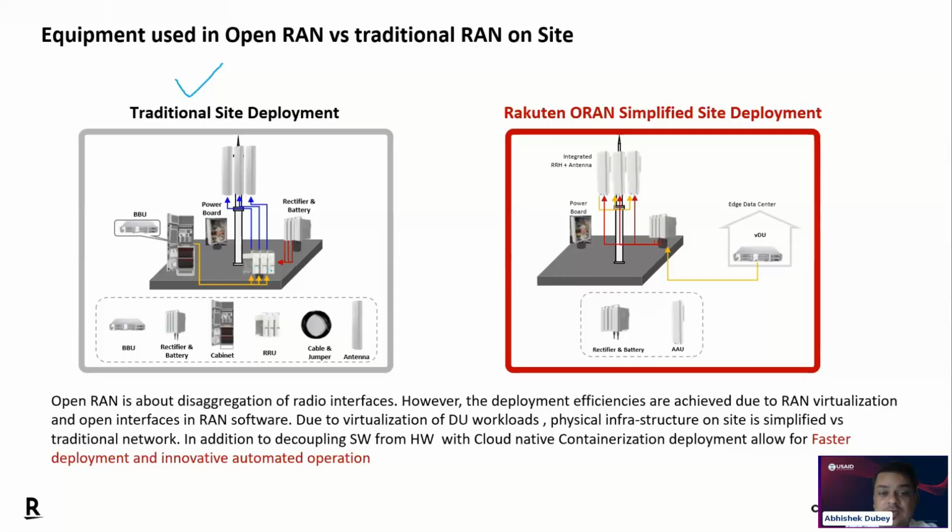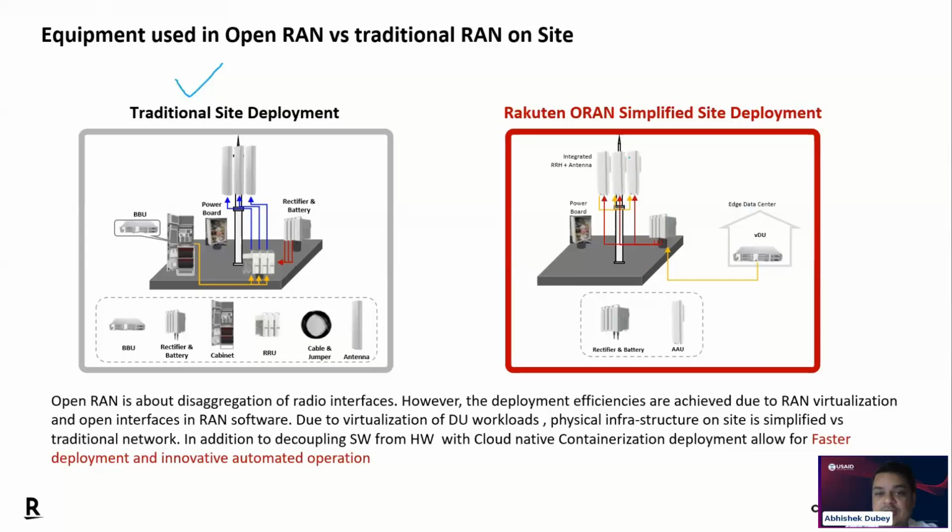Apart from that, you are going to send the RRUs on the site, the power rectifier, battery rectifiers, the cabinet, obviously, all the jumper cables, antennas, so that all is there. But if you compare the ORAN part, it is simplified.